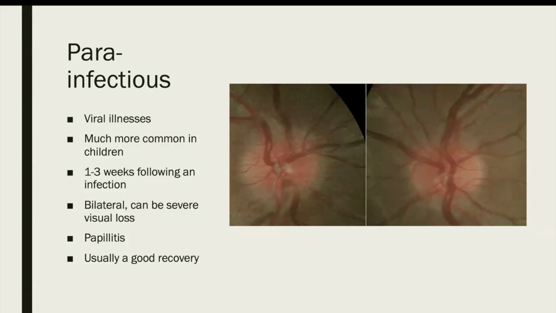And actually, they can have quite profound vision loss in the episode, but importantly, they tend to recover very well. And usually, you're actually not having to treat these at all. But sometimes in children, or if they have very severe bilateral visual loss, or if they only have one eye, again, you may consider giving them some IV steroids just to speed up the recovery. But generally, these patients do tend to self-recover really well.